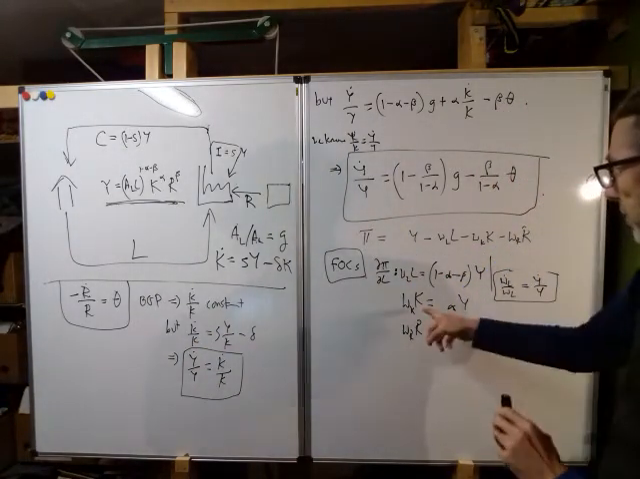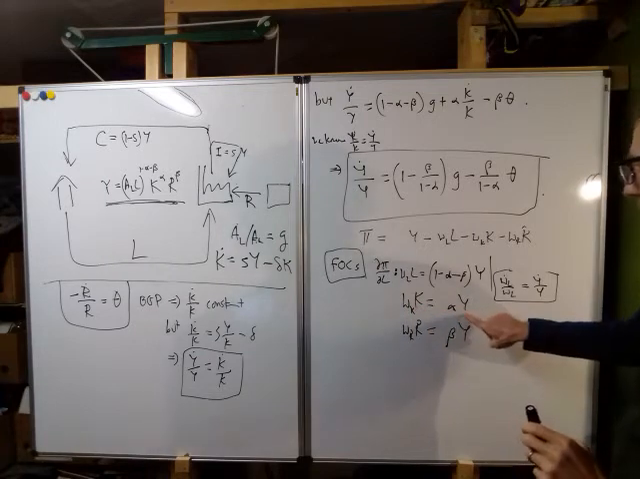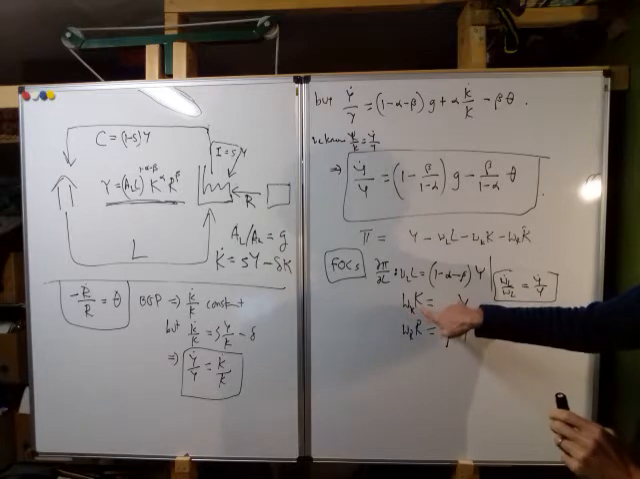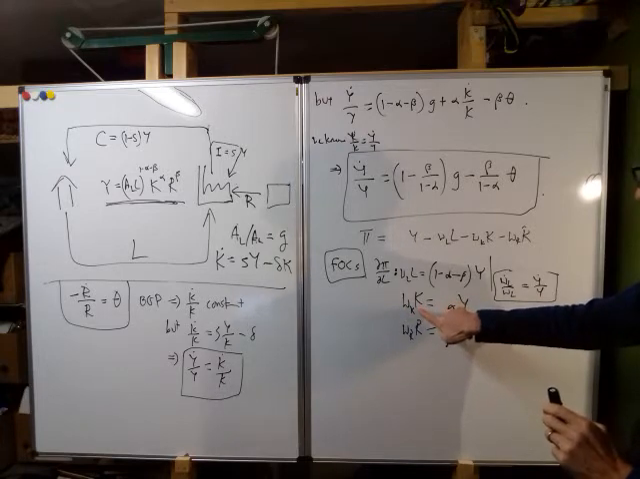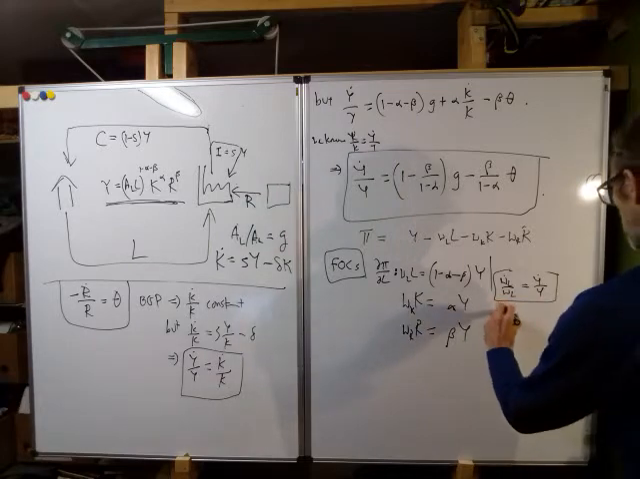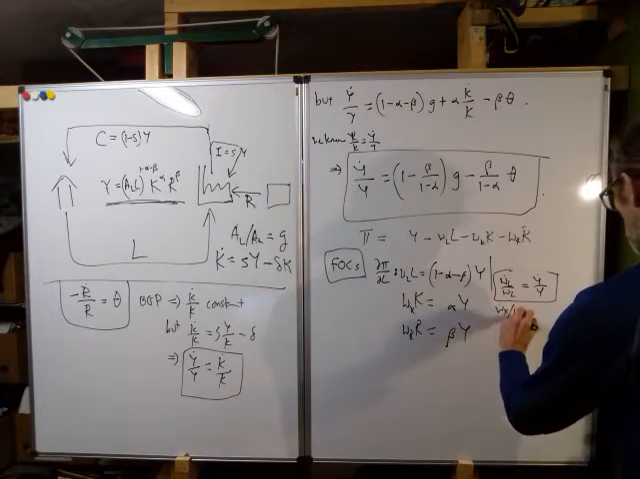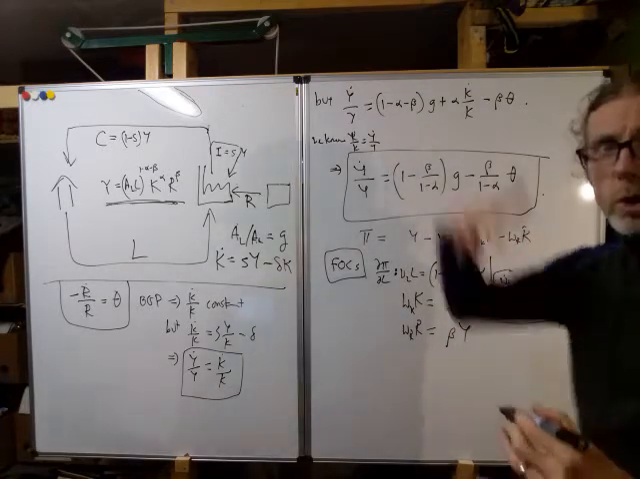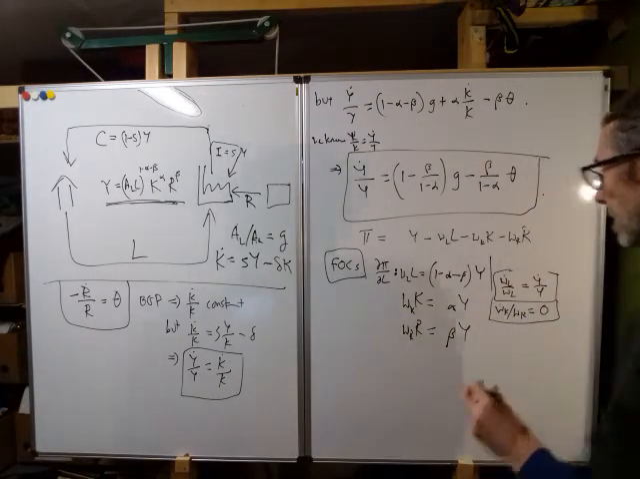Payments to capital, WKK, also must grow at the same rate, but here it's not WK that grows, it's K, isn't it? K and Y are growing at the same rate, so WK is constant. Price of capital stays the same. It's the quantity of capital that goes up.